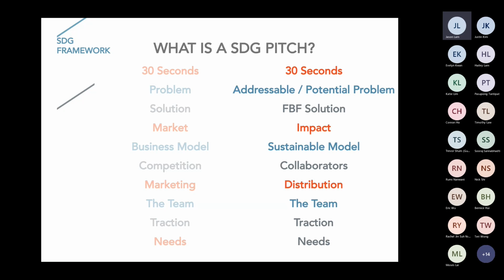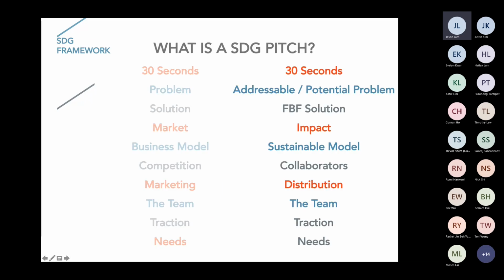Market size, again, it's not about pinpointing a number. It's about figuring out, qualitatively and quantitatively, how do I measure the people that I'm impacting, but at the same time, how do I measure that it's actually making a positive impact? From a business model perspective, how do I actually make this a sustainable model?